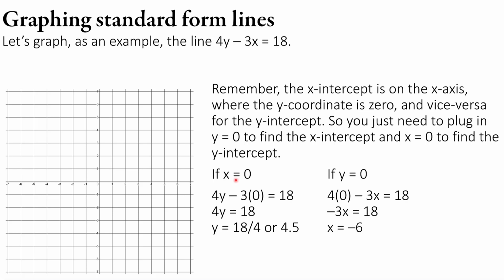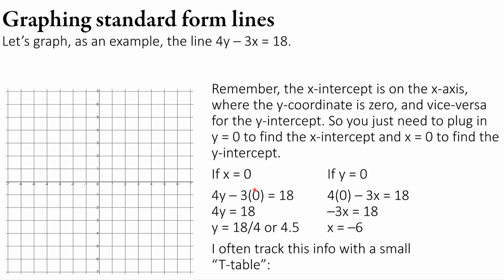If we put in x equals 0, then this 3x becomes 3 times 0. So this term is just 0, and it goes away. We get 4y equals 18. So y is 18 divided by 4, which is 4.5. And if we put in y equals 0, then this term here becomes 0, and we get negative 3x equals 18, so x is negative 6.